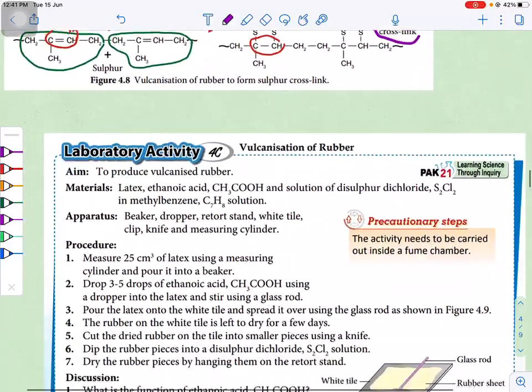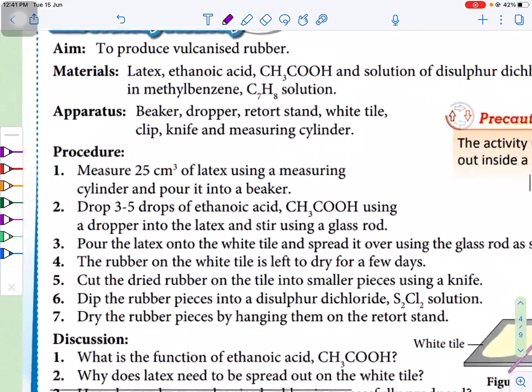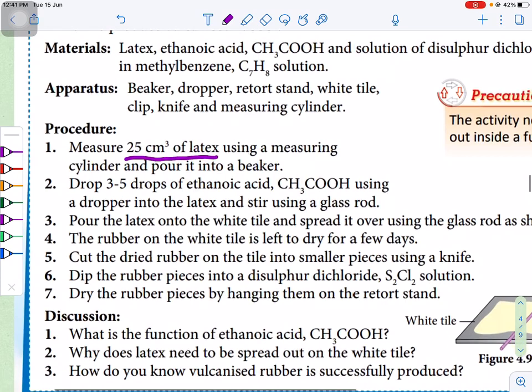Okay, so this is how we produce vulcanized rubber in the laboratory. First, we must have 25 cm³ of latex, meaning it is in liquid form. We already learned how to make sure it stays in liquid form: we just add the ammonia solution. Okay, so in liquid form, we add a few drops of ethanoic acid. What is ethanoic acid? It is an acid. So this will make the coagulation occur.